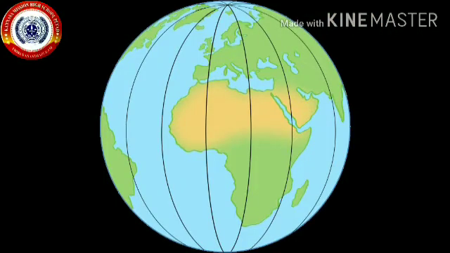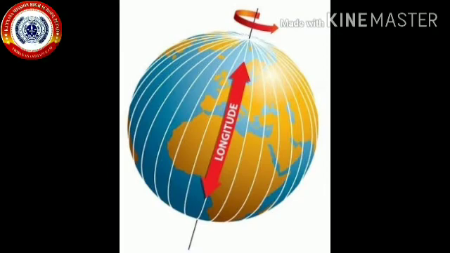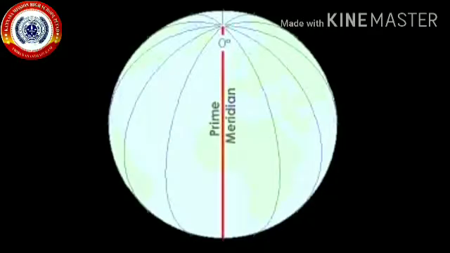Students, you can see the lines connecting both the poles on the globe. These are longitudes. These are curved lines perpendicular to the latitudes. Longitudes are imaginary lines that run around the Earth vertically and meet at the north and south poles. These lines are known as meridians. The prime meridian is the longest meridian on a globe.